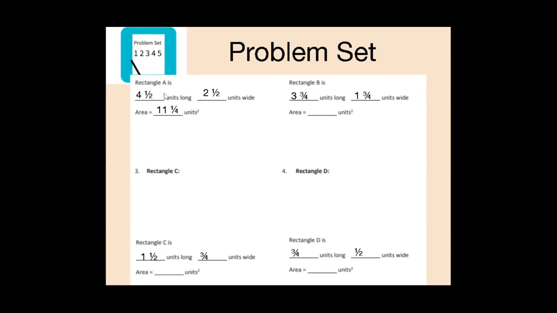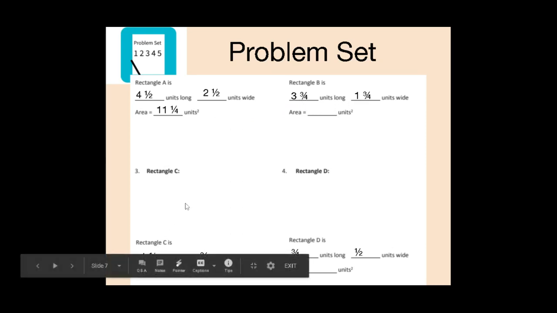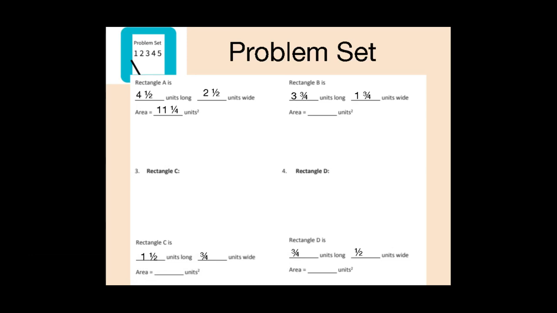So for problem set rectangle A, we've done that one together and we ended up with an area of 11 and 1/4 units squared. So I want you to pause the video here and write down the length and the width of rectangle B, C, and D. And those are going to be what you solve with.